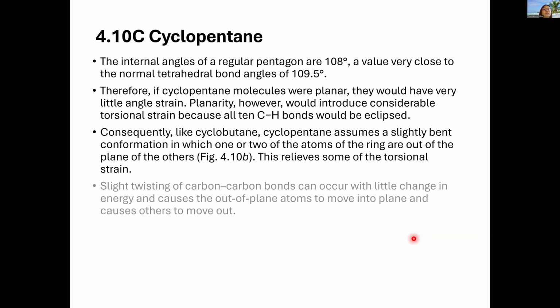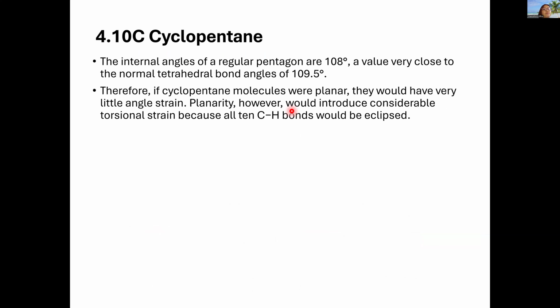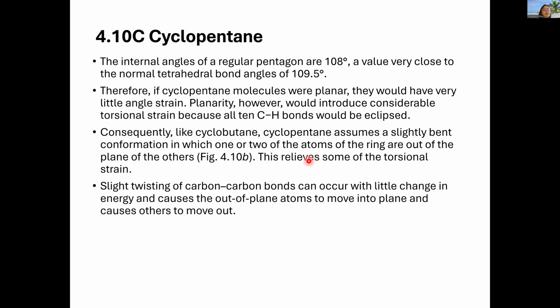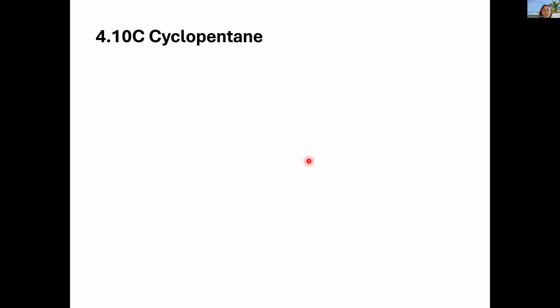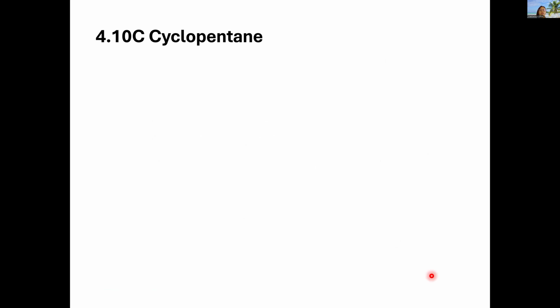So for a pentagon, the internal angle of a regular pentagon is 108, and it's very close to the normal 109.5. But if cyclopentane molecules were planar, they would have very little angle strain. Planarity, however, would introduce considerable torsional strain. So therefore, by relieving that torsional strain, you have this. You see this one here? There's also like an eclipse if you look at here. So this one would try to relieve that torsional strain also.